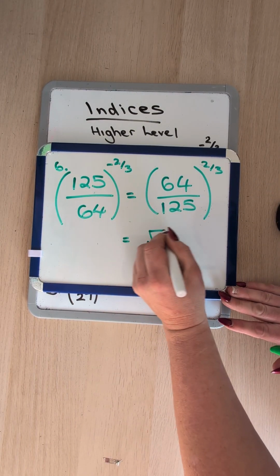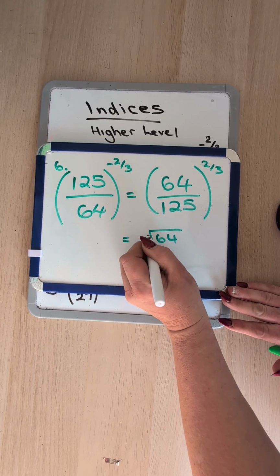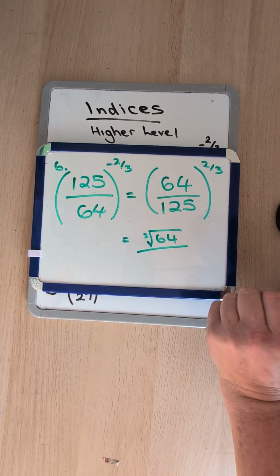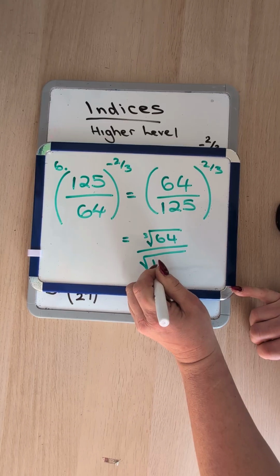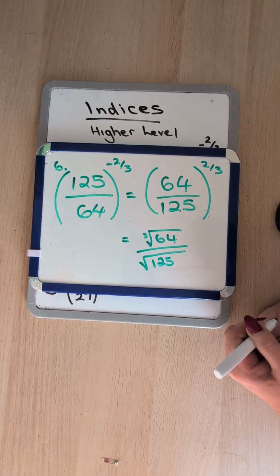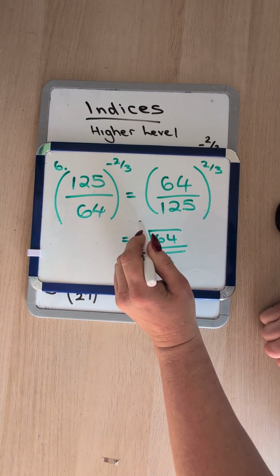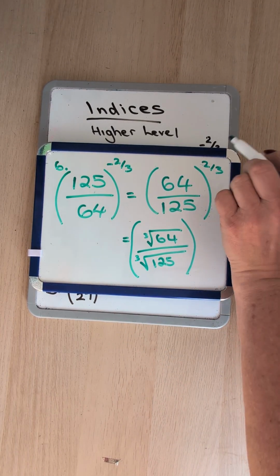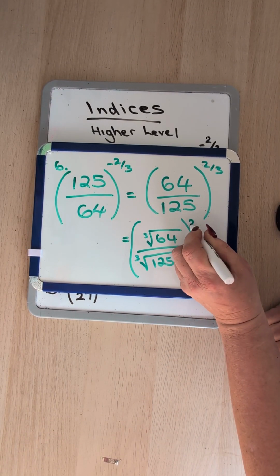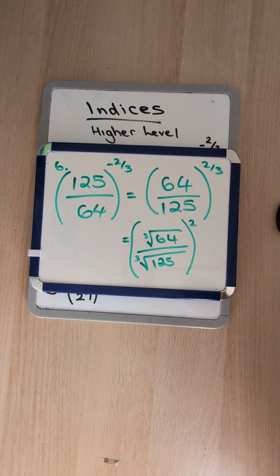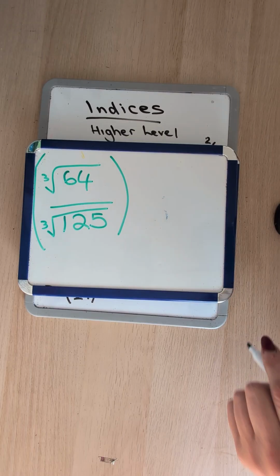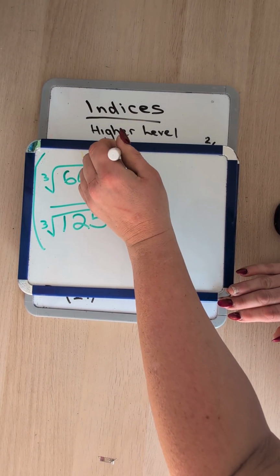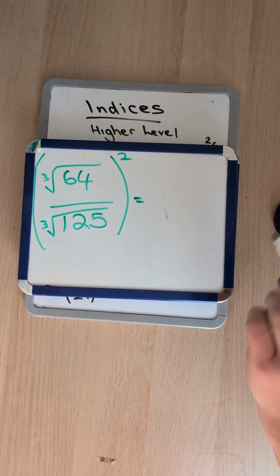So we've got the cube root of 64 divided by the cube root of 125. Oops, put the 3 in there, makes all the difference. And that is all going to be squared. Now, just bear with me a second. I'm going to get another whiteboard. There we go. Got a little bit more room now. So, and we square that. Don't forget that bit.